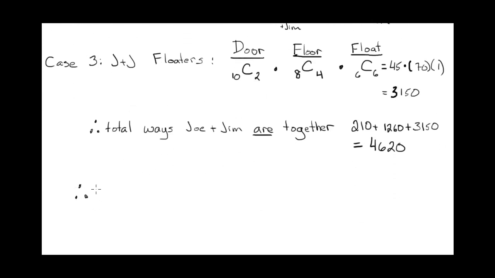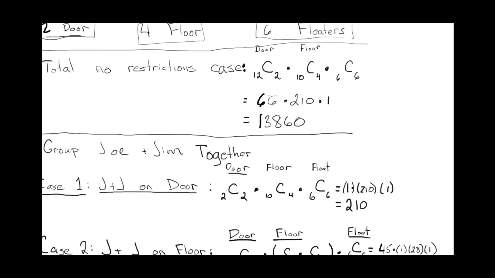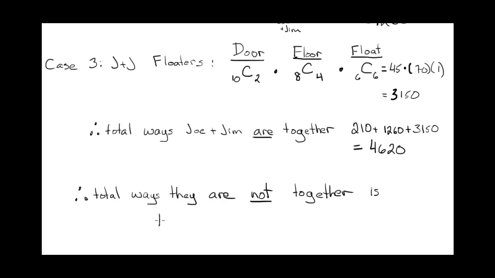So therefore, the total ways they are not together is you're just going to go back to the original no restrictions case, 13,860, and subtract the total ways they are together, and that will give you your final answer. So I got 9,240.